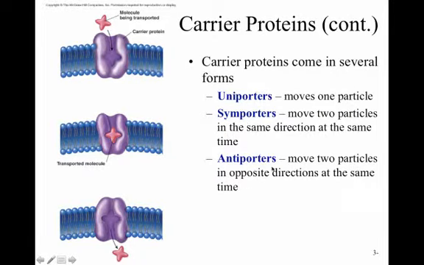And there's several forms. There's uniporters. Uni usually means one, right? So we're moving just one particle. And then the symporters and antiporters move two particles, but symporters, so if you have a symbiotic relationship, what does that mean?